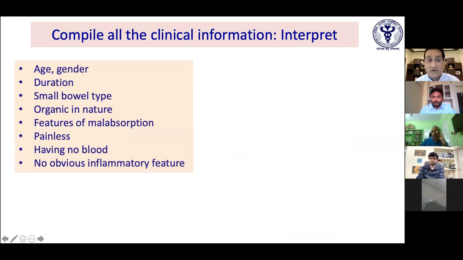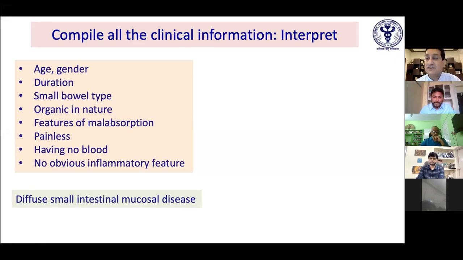Suppose they're giving a case: organic in nature, features of malabsorption, painless, having no blood, no feature of inflammation. What is the diagnosis? Diffuse small intestine disease, because malabsorption tells you there is diffuse disease of the small intestine. If only part of the small intestine is affected, it will not lead to malabsorption. If there's malabsorption, it simply means there's diffuse involvement of the small intestine.